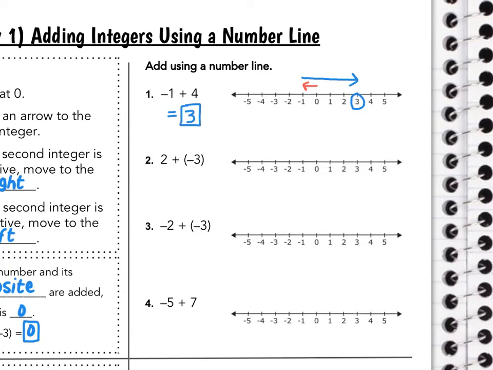Let's look at number 2. On number 2, we have 2, so we start at 0. We're going to go to the right 2 because it's positive. And then we're going to add a negative 3. So to add a negative 3, we move to the left because we're going in the negative direction. So starting from here, let me take my red pen. We're going to move 3. 1, 2, 3. So where I end up, that's my answer. So in this problem, my answer is negative 1. So I'll write negative 1.